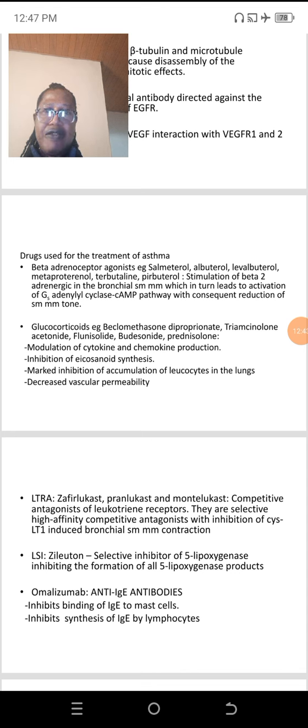They are selective, high-affinity competitive antagonists with inhibition of cysLT1-induced bronchial smooth muscle contraction. Then the leukotriene synthesis inhibitors. The example there is zileuton, and that is currently the only drug in that class. It is a selective inhibitor of 5-lipoxygenase, thereby inhibiting the formation of all 5-lipoxygenase products.